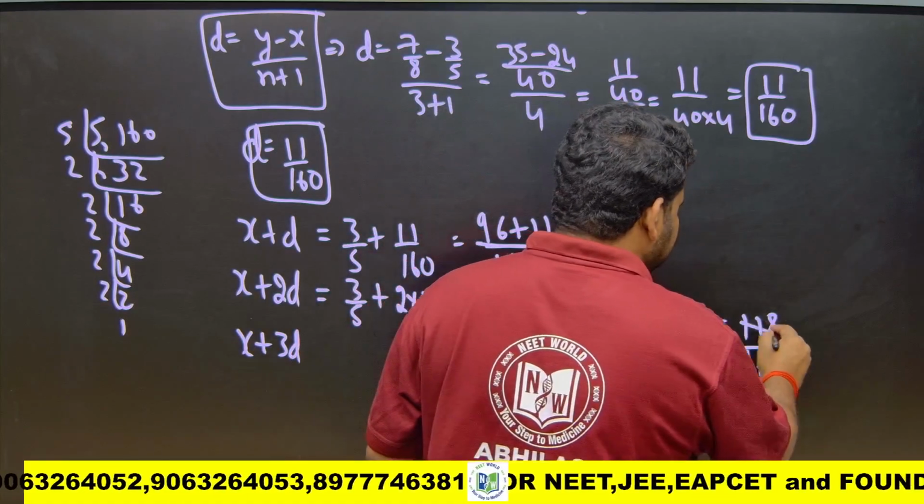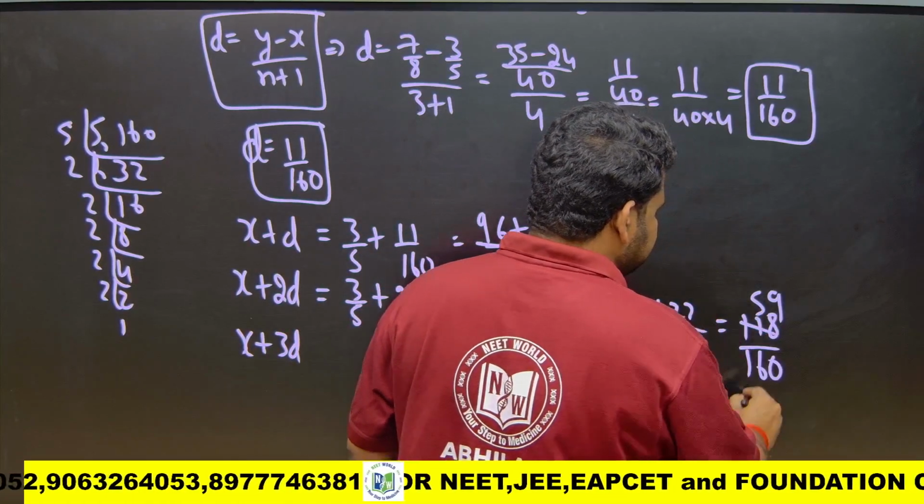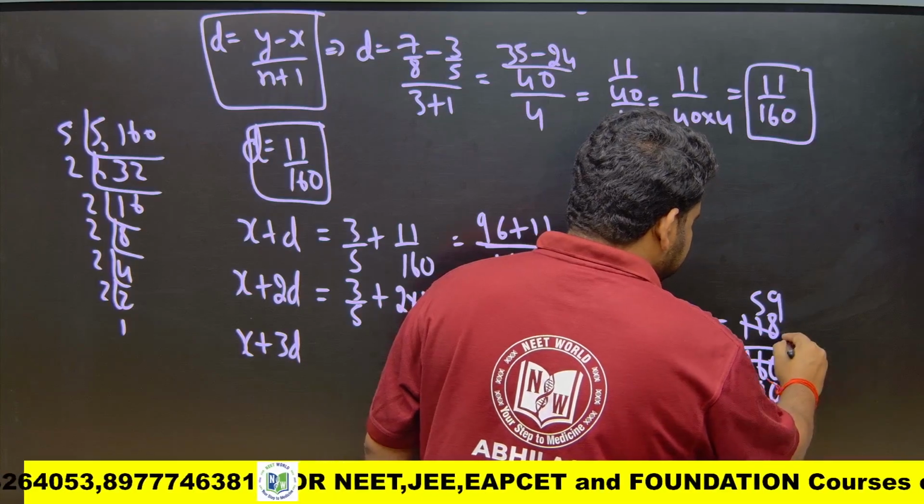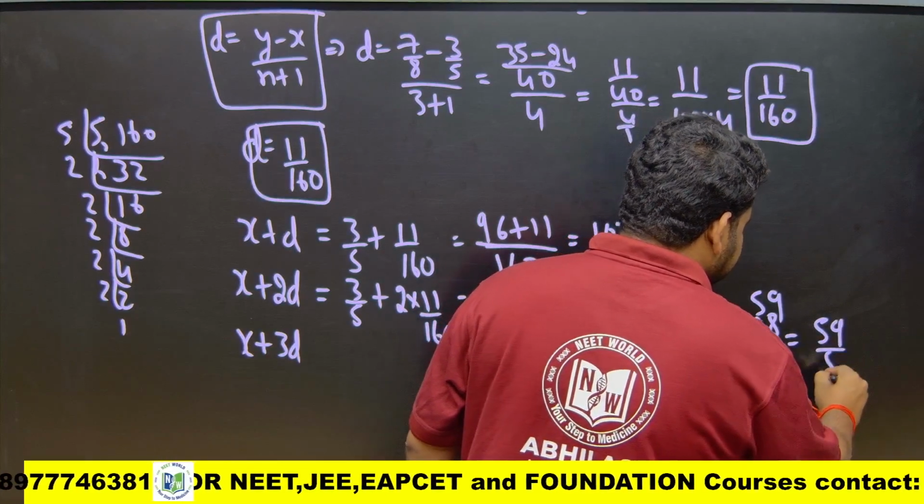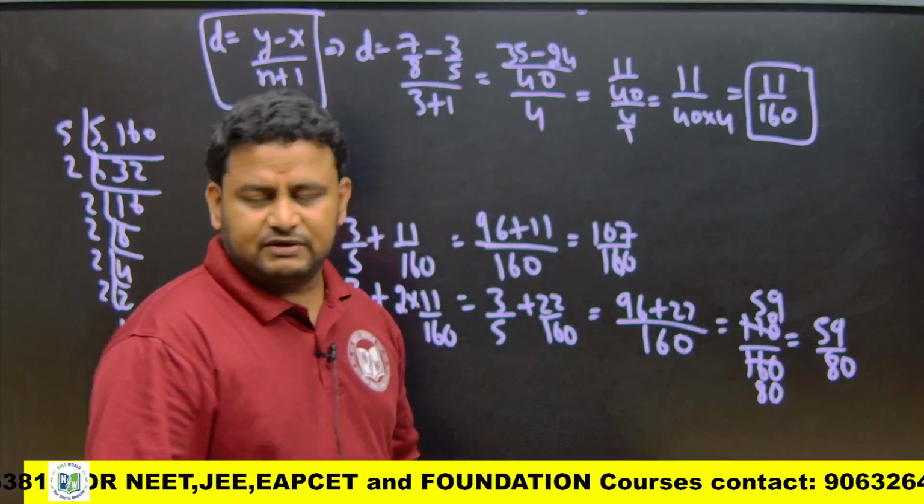So this will become what? 2 5s are 10, 2 9s are 18, 2 80s are 160. So this will become what, friends? Equal to 59 by 80. So this is another rational number.